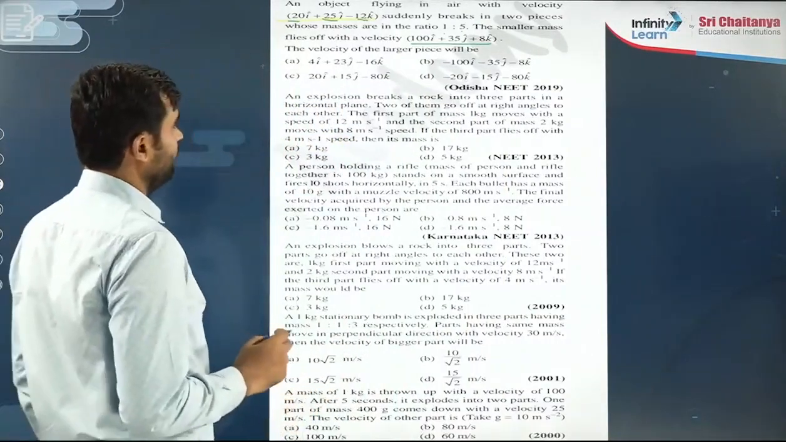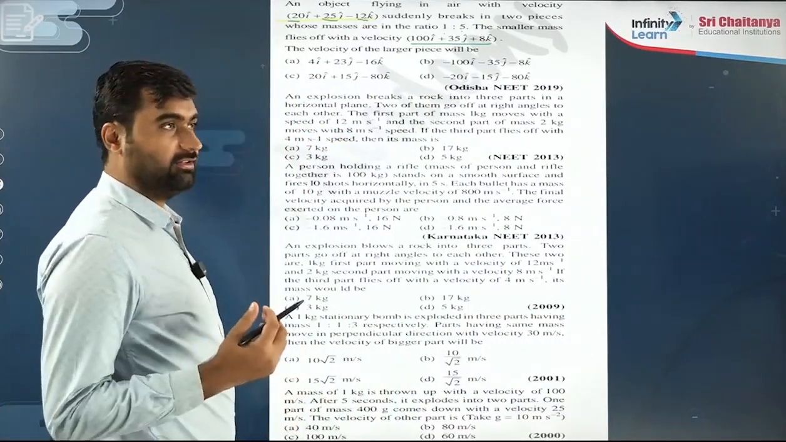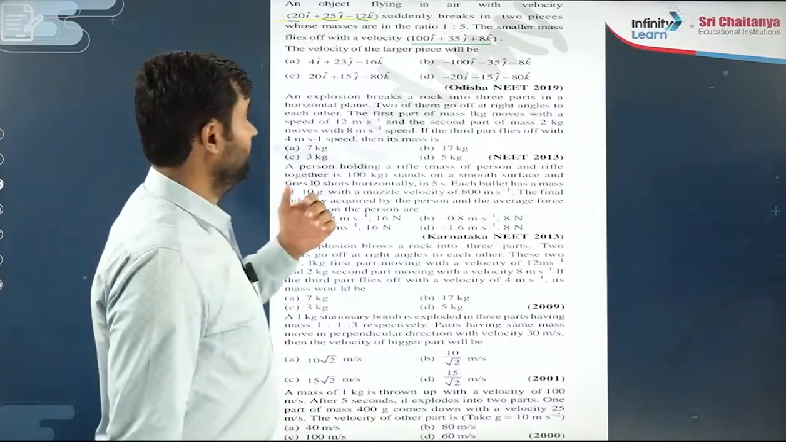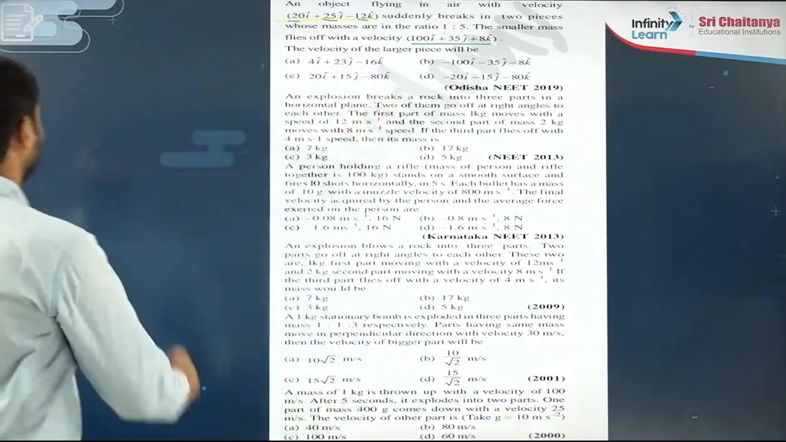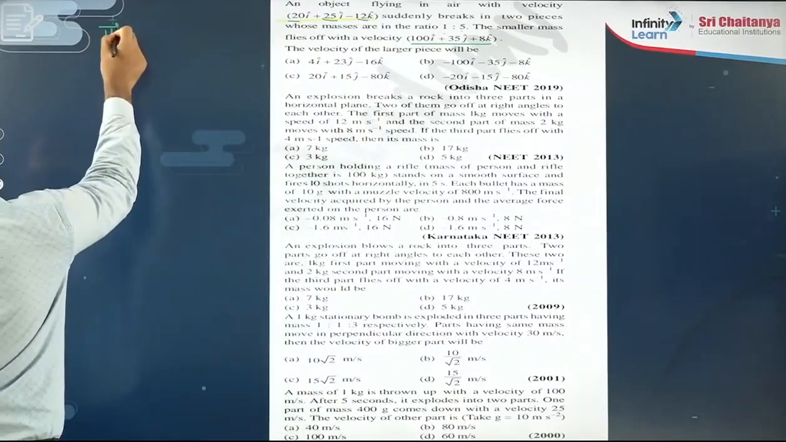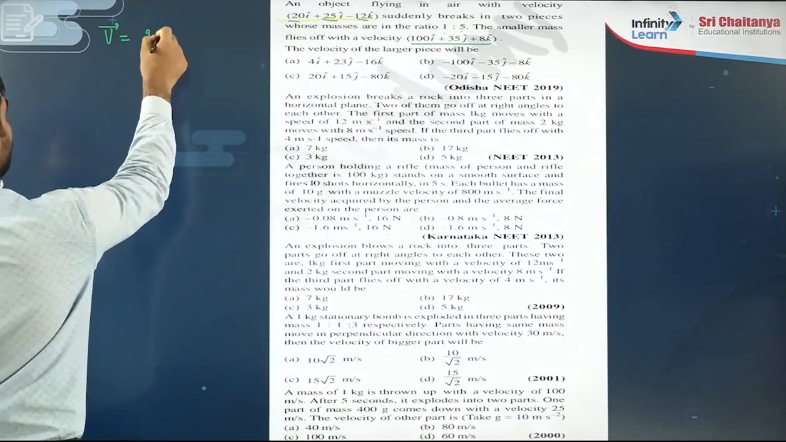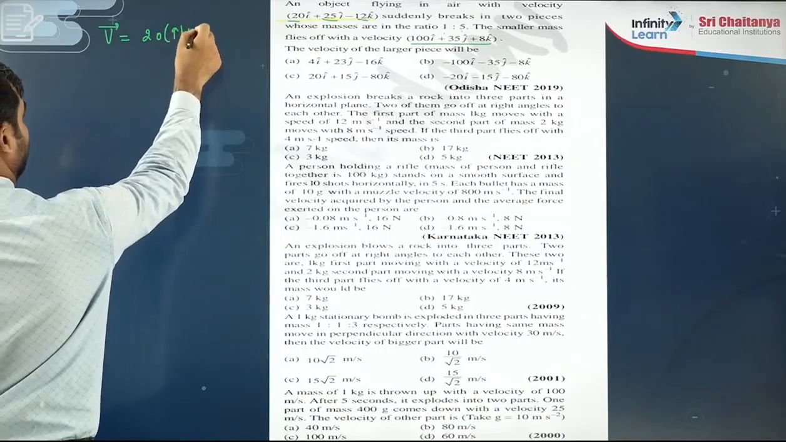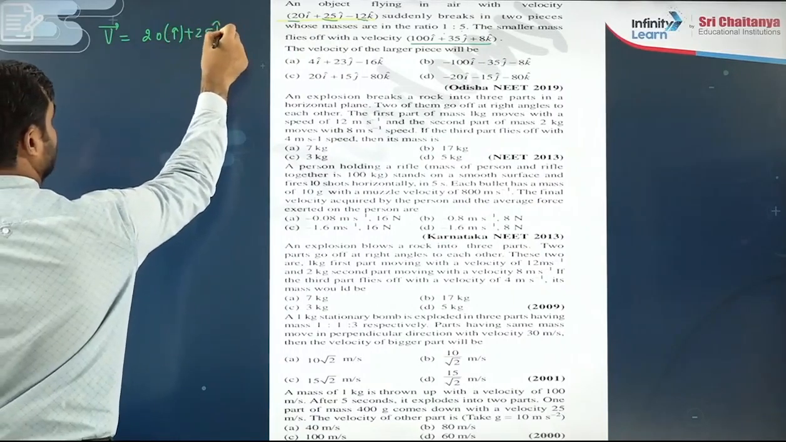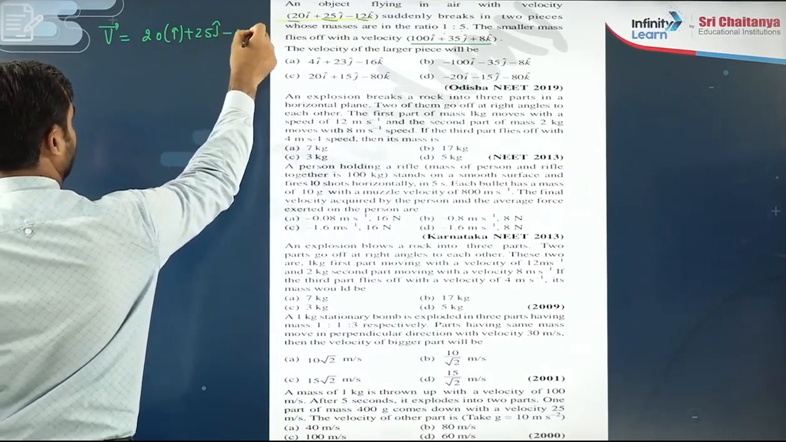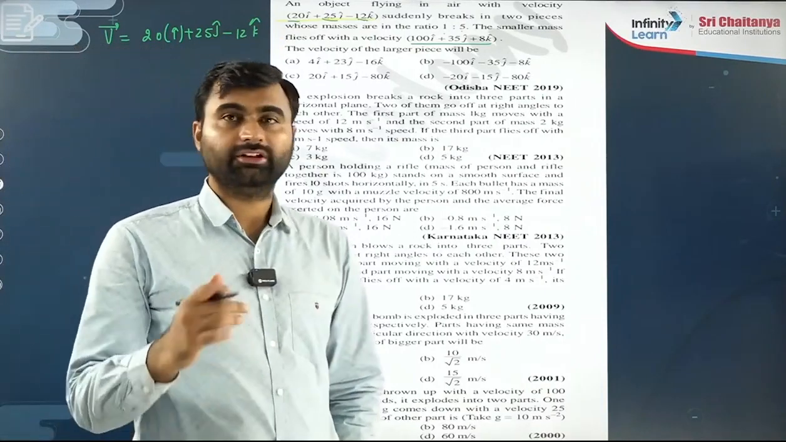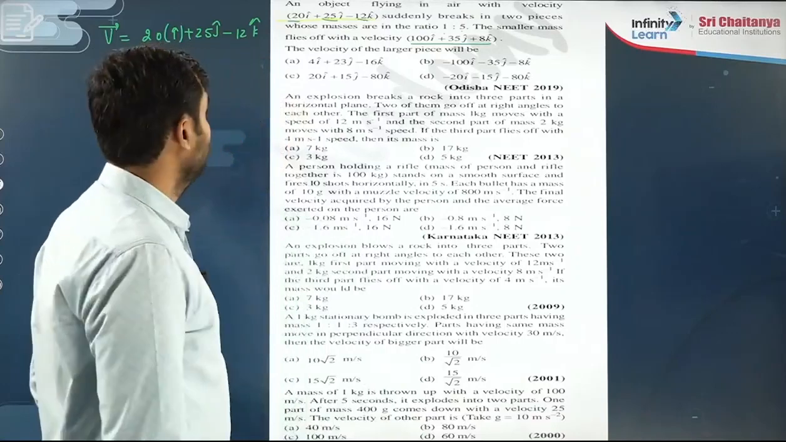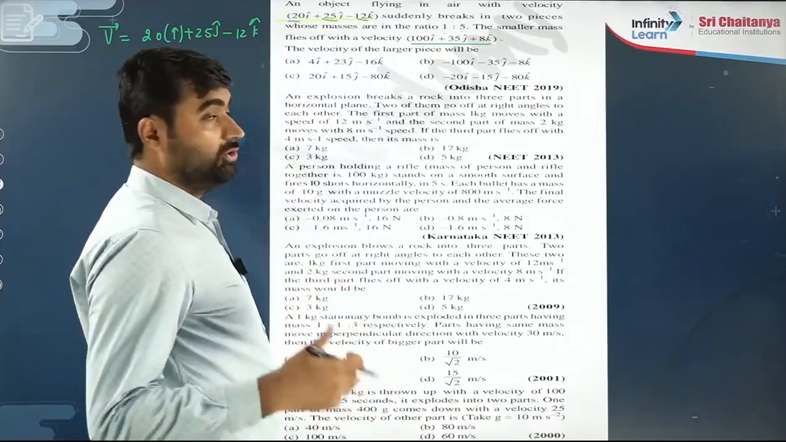Okay. So what is given? Initial velocity, listen to the question. An object flying in air with velocity, they have given the velocity. How much velocity is given? I am writing it. V equal to 20 i cap plus 25 j cap minus 12 k cap. This velocity is given. This is the initial velocity. Okay. Suddenly it breaks into two pieces.